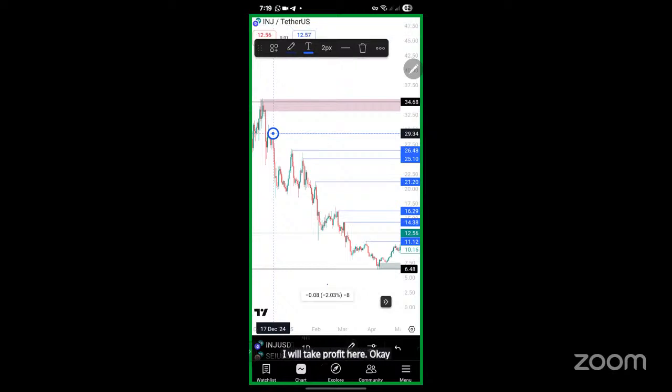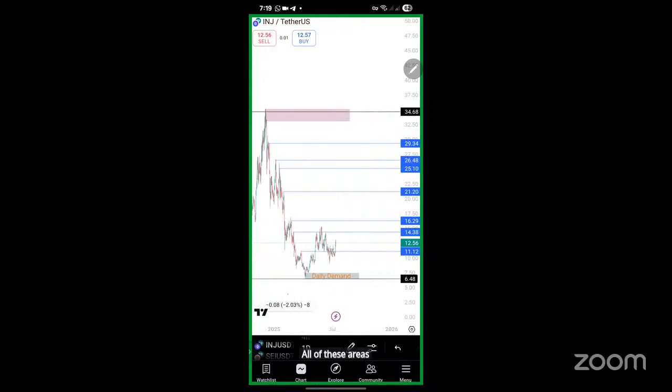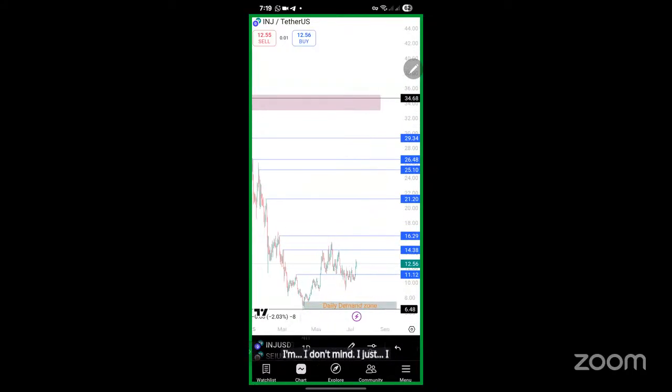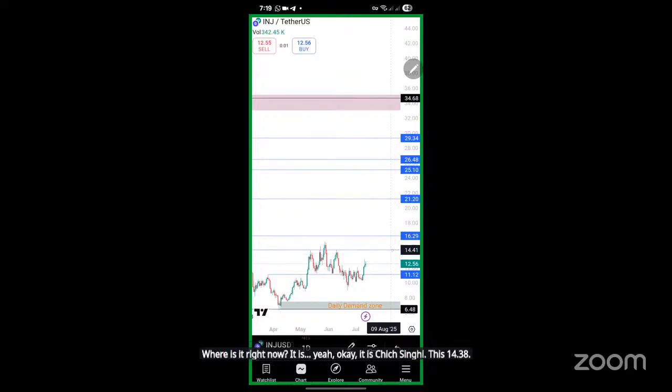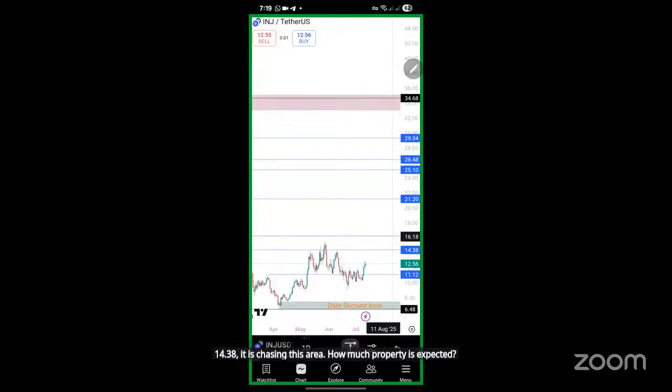Okay. Now look at this. All these areas I have drawn, they are areas for me to take profit. Now, I have done my analysis today, and today is 12th July. I don't mind. I will just come and look at my chart. Where is it right now? It is here. Okay. It is chasing this 14.38. It is chasing this area. How much profit is expected from there to here? It is 12%.